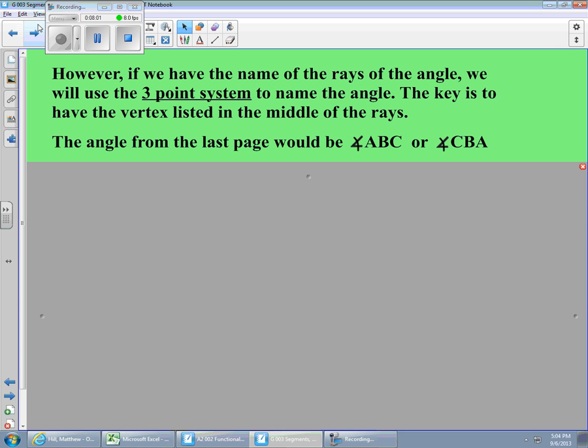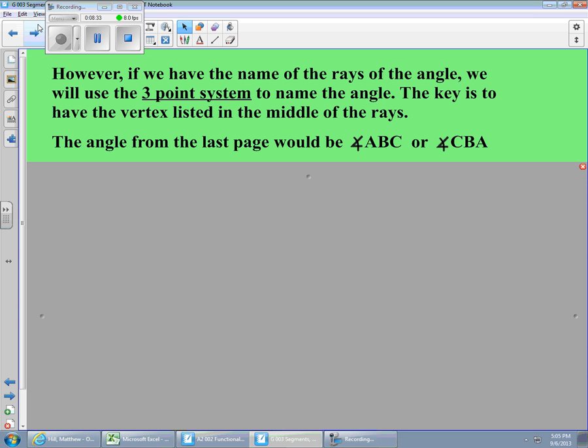However, we're not always fortunate enough to have the angles named for us. And in the event that we do not have a name to go along with the angle, then we are going to use what is referred to as the 3-point system in order to name the angle. If we have the name of the rays of the angle, we will use the 3-point system to name the angle. The key is to have the vertex listed in the middle of the rays, and I'll get to that.